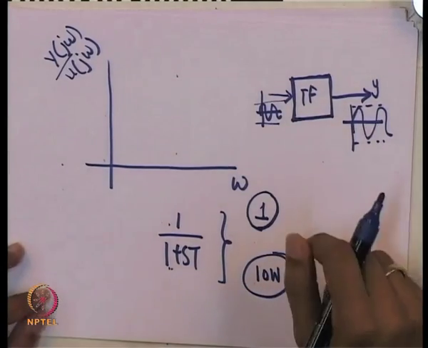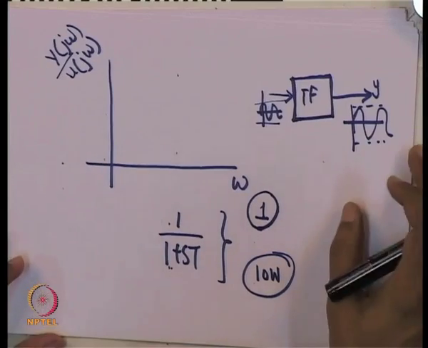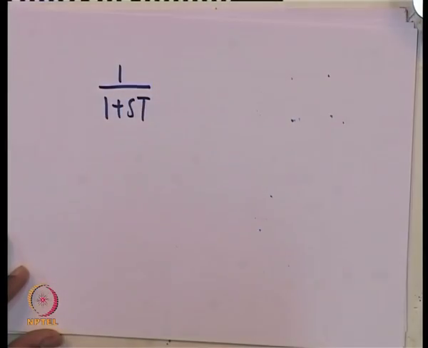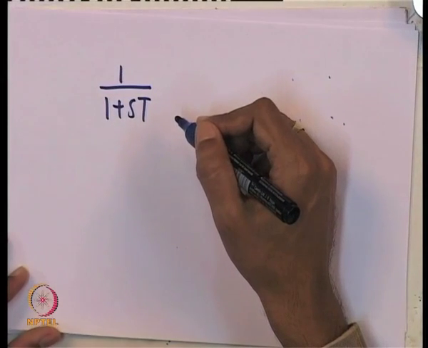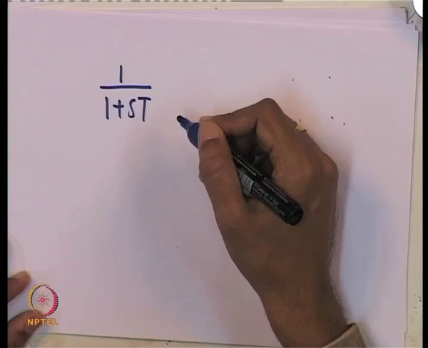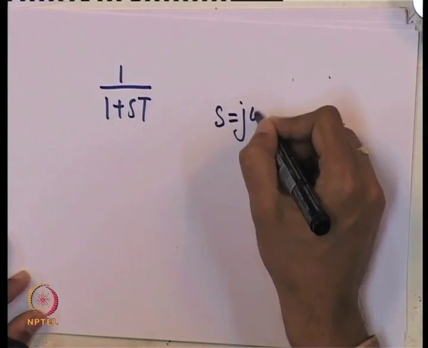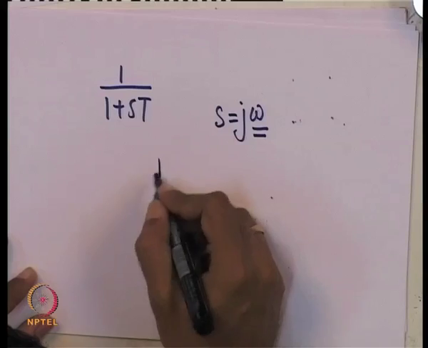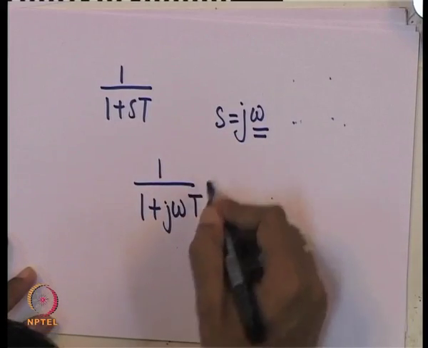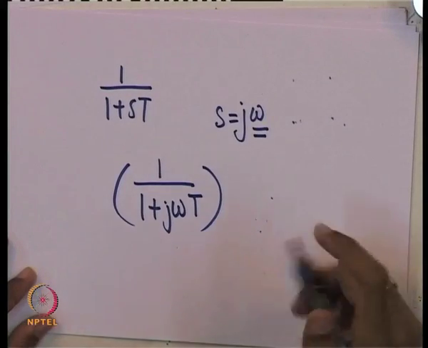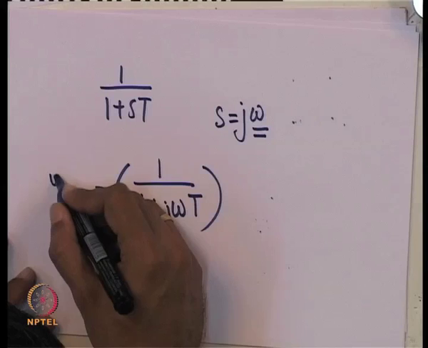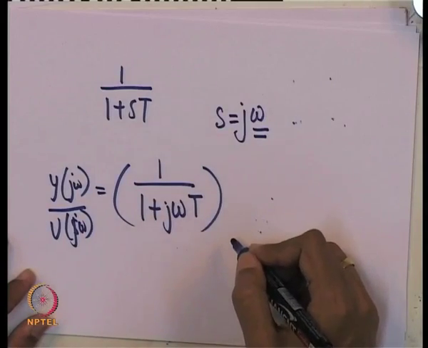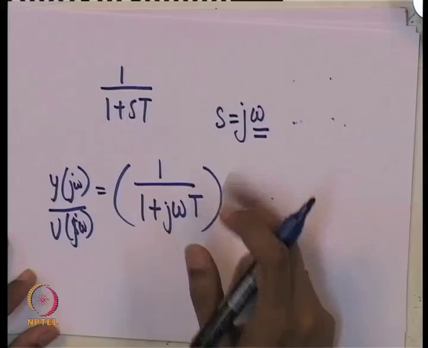How do I know this phase shift and the gain? You can do it very simply using a transfer function. If I want to know its gain and phase shift, all I need to do is put s equal to j omega, with omega corresponding to the frequency at which you want the frequency response, and you can get the answer. This is something you have done before, but we are just revising that. This is called the frequency response, or rather the transfer function evaluated at this frequency.